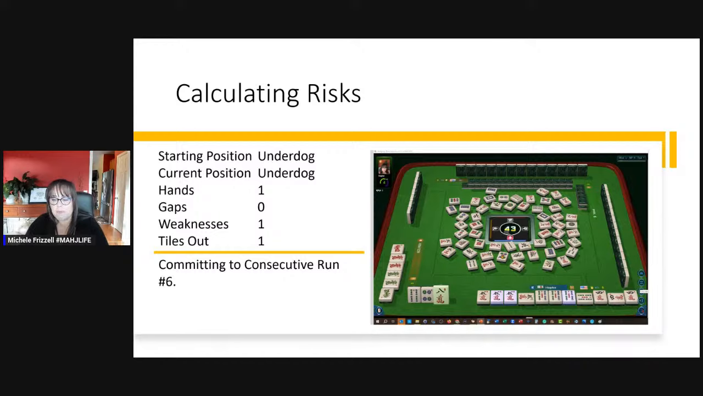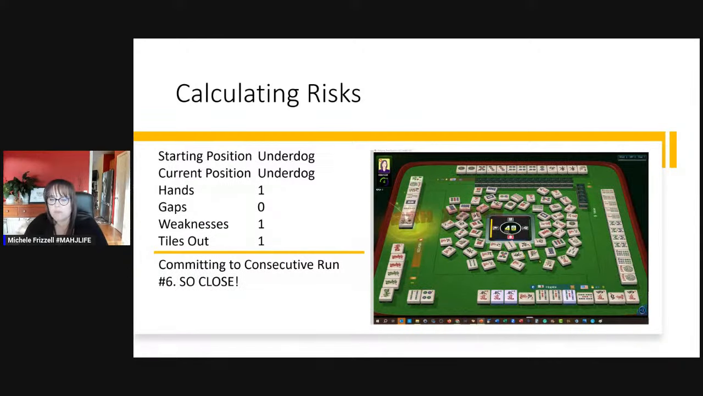So we have picked an eight crack. And I think there's already an eight crack out, so there are two. So that should be safe. But we discarded. We have one discard and somebody else won. We got very close in this particular game, so we ended the game as an underdog.